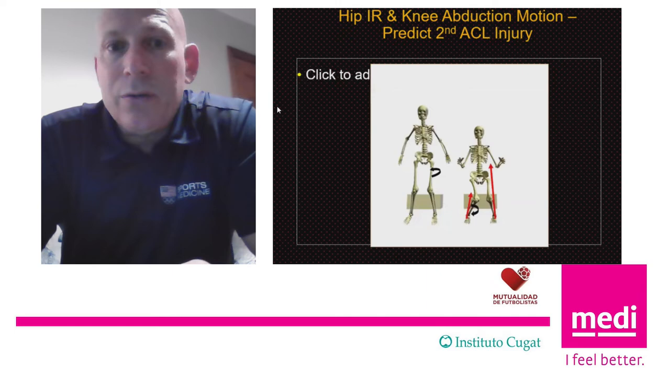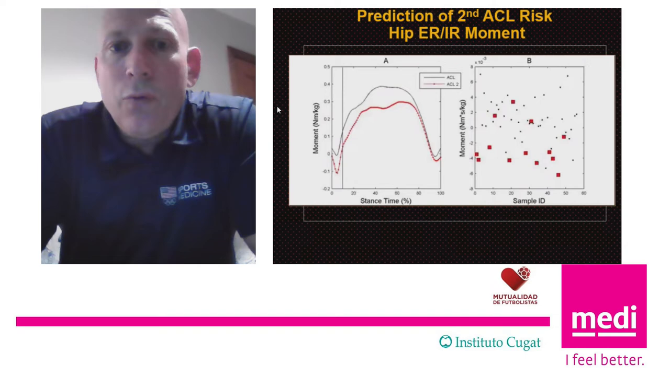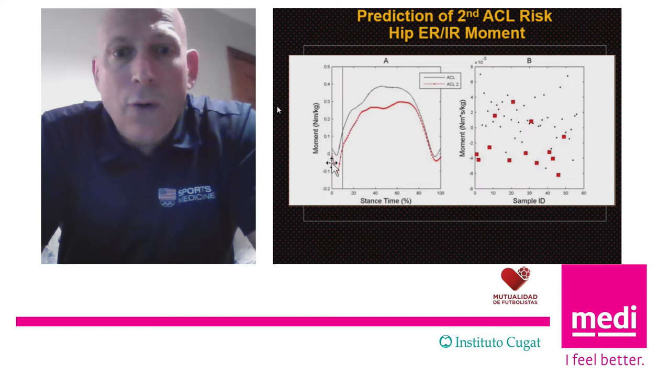So we kept following our athletes over time to see what the risk predictors for a second ACL tear were. Basically, hip internal rotation moments and knee abduction motions were the predictors. This is a hip internal rotation moment. If you see the red graph, those are the ones that go on to a second tear; this is the zero line. Those that don't go on to a second tear have a net external rotation moment. They're using the hip musculature, the glutes, to externally rotate the hip.